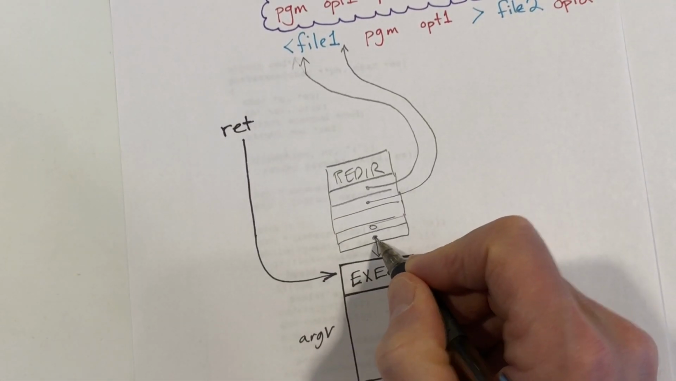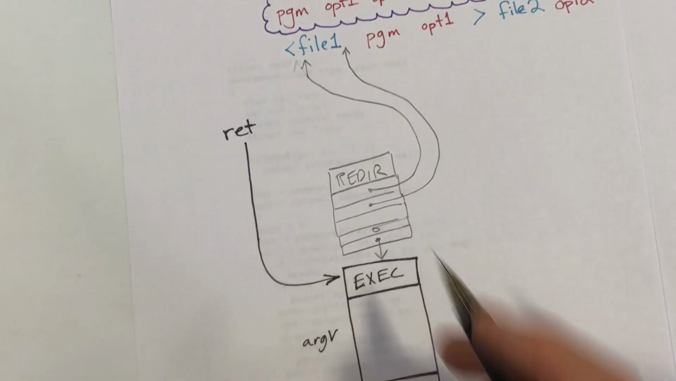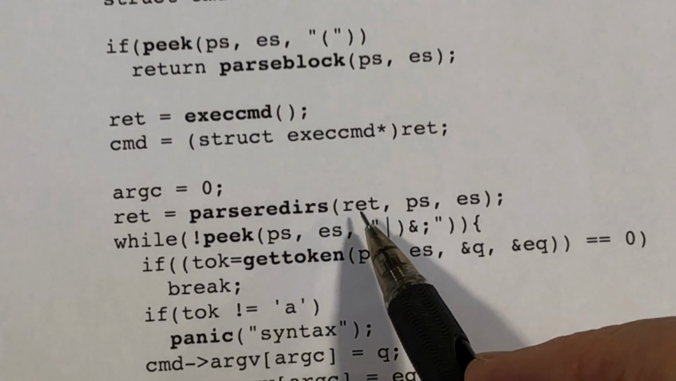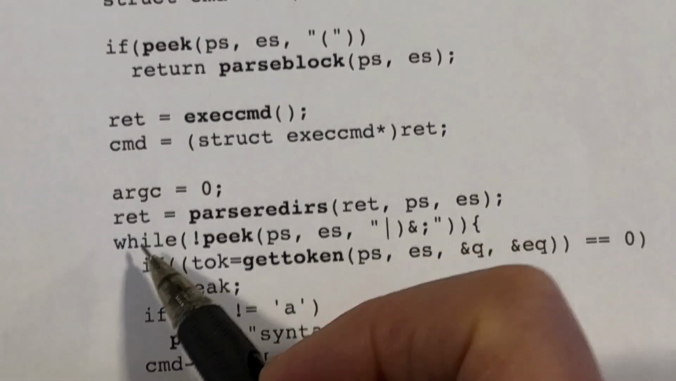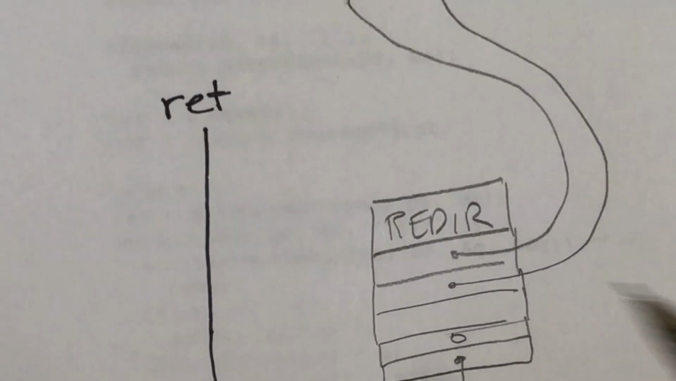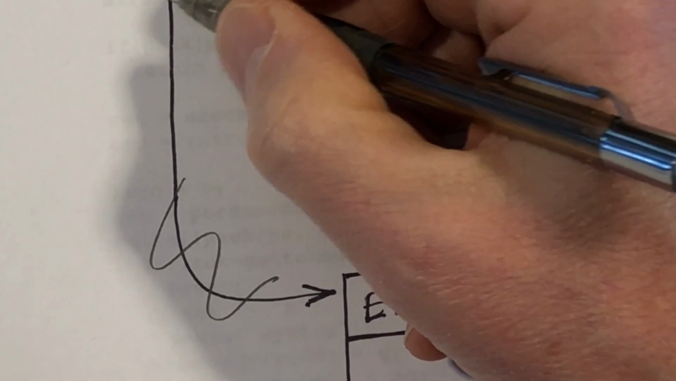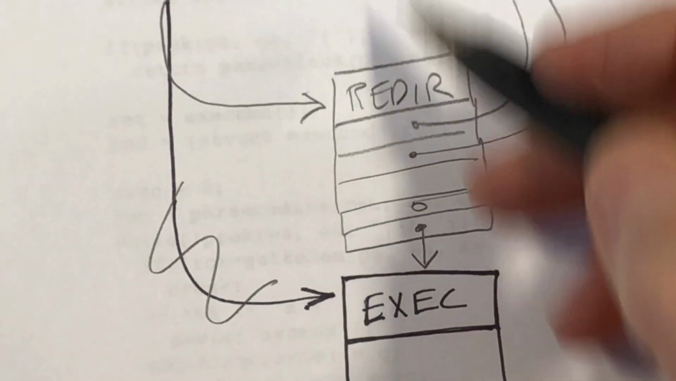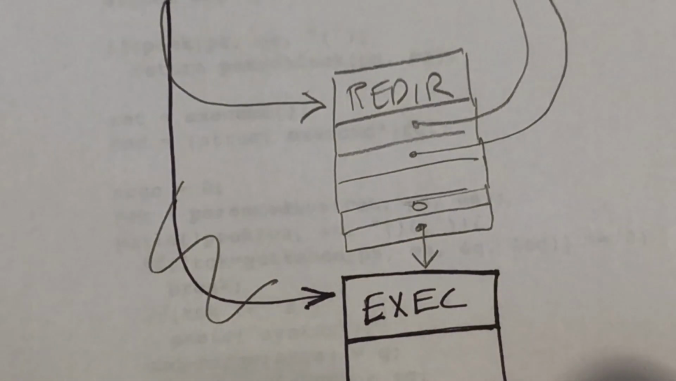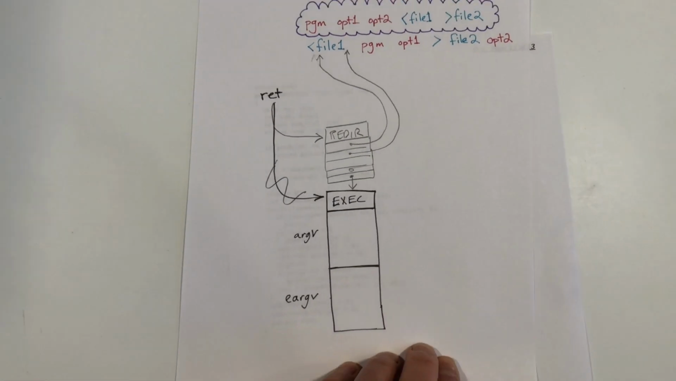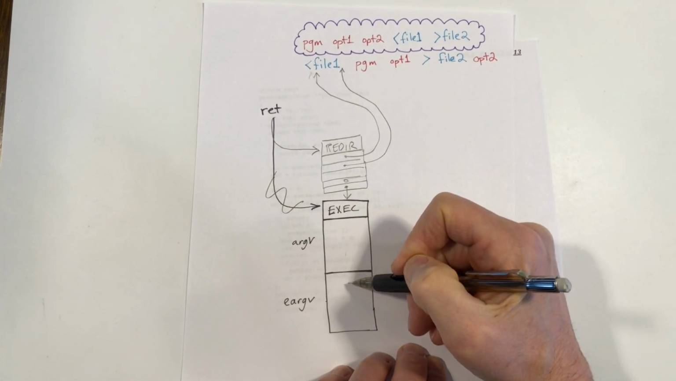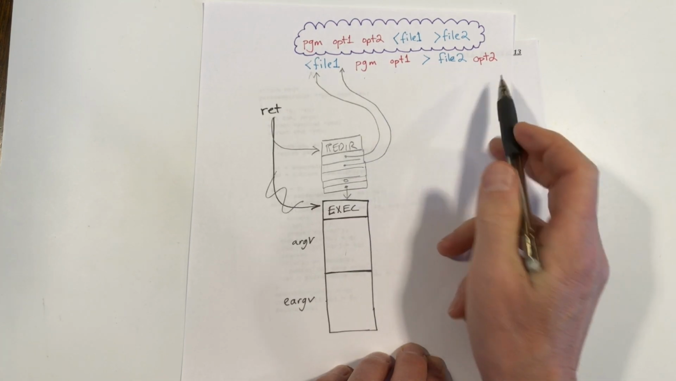Okay? And we see in our code that we're passing it the tree that we built so far and updating it. So now return points no longer to that, it points to that. We've already built the redirection here that will apply to this exec node once we find the program and the options.